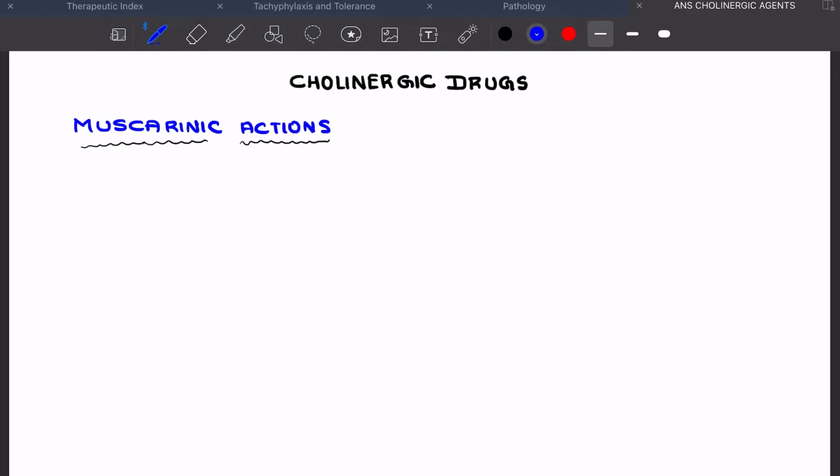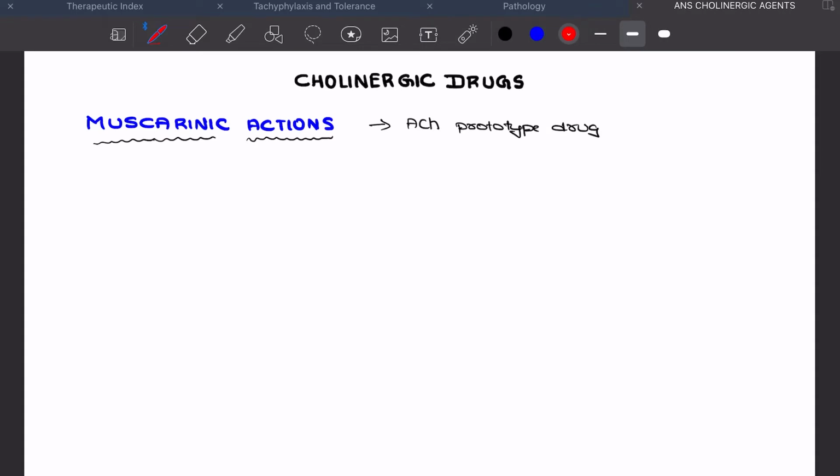In today's session, let us continue with the actions of muscarinic receptors. As we know, what is the prototype drug that acts on muscarinic receptors? Acetylcholine is the prototype drug. So please remember, in this class we are mainly concentrating on the muscarinic actions on smooth muscles.